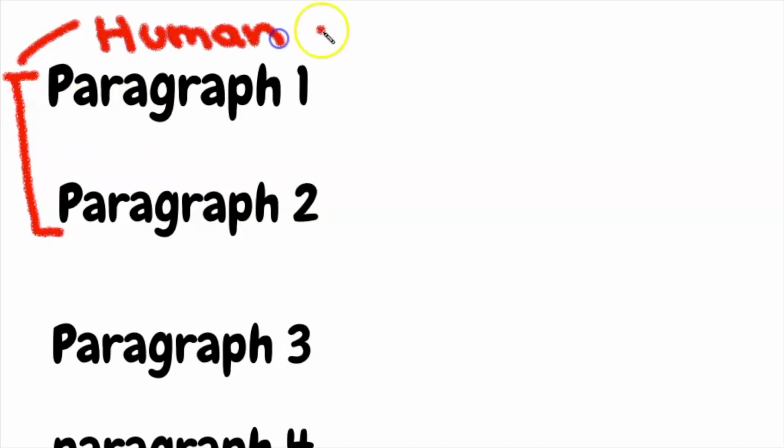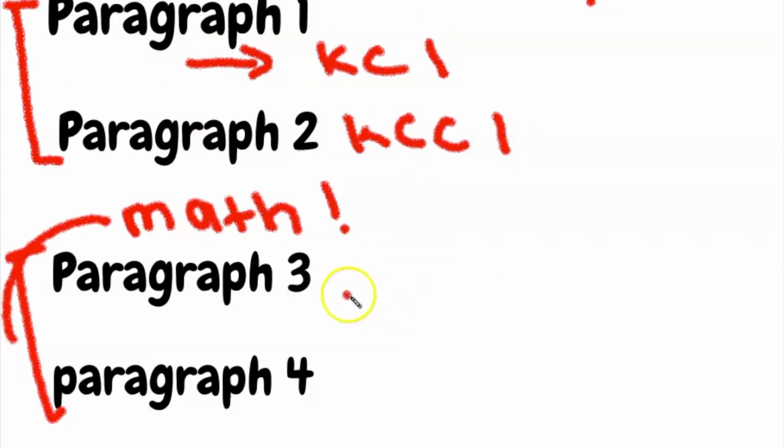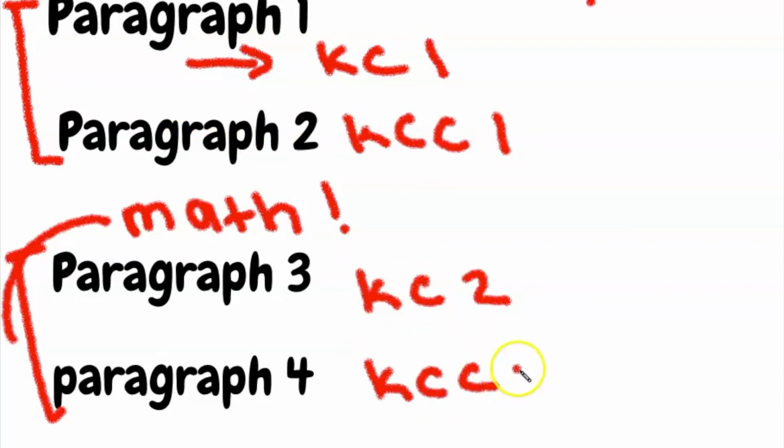So then your body paragraphs are structured into the areas of knowledge. Your first two paragraphs should be specifically about the human sciences and the response in the human sciences to the central knowledge question, and then your last two paragraphs before the conclusion should be about the second area of knowledge that you've chosen, in this case math. The point of each paragraph should be a response to the central knowledge question. So for instance, paragraph 1 is knowledge claim 1, paragraph 2 is knowledge counterclaim 1, paragraph 3 is knowledge claim 2, paragraph 4 is knowledge counterclaim 2.